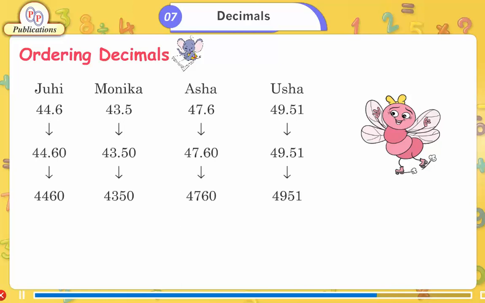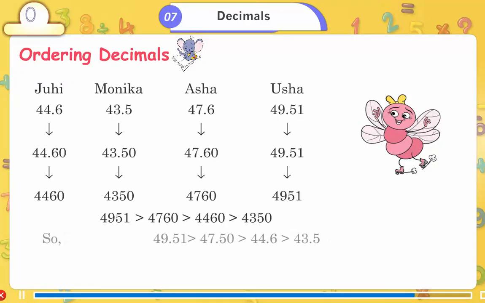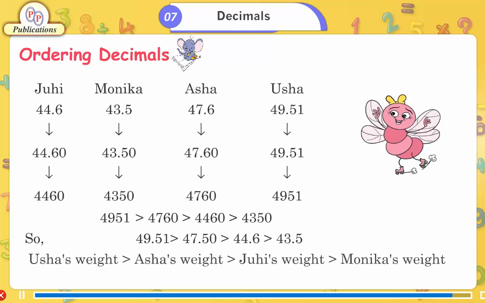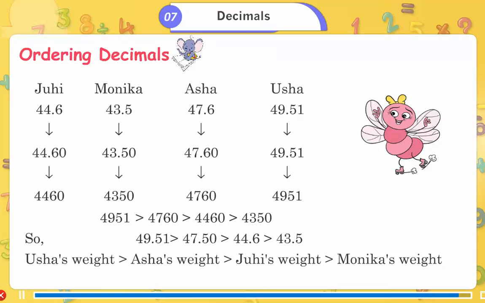Changing to whole numbers: 4460, 4350, 4760, 4951. 4951 is bigger than 4760, which is bigger than 4460, which is bigger than 4350. So, 49.51 is bigger than 47.60, which is bigger than 44.6, which is bigger than 43.5. Usha's weight is bigger than Asha's weight, which is bigger than Juhi's weight, which is bigger than Monica's weight.